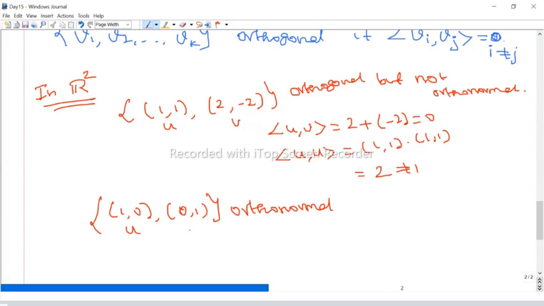Suppose this is u and this is v. The inner product of u comma v is term by term multiplication of the coordinates, and then the sum: 0 into 1 plus 0 into 1 is 0. If you take the same vector, the inner product of u comma u is (1, 0) dot (1, 0): 1 into 1 plus 0 into 0, therefore we get 1.